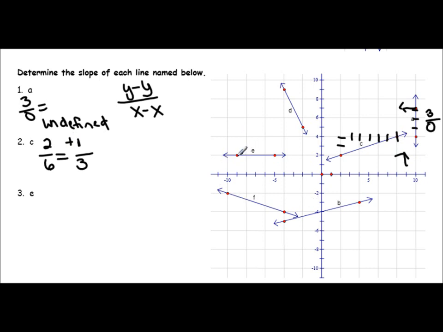And then finally line E, to get to the next point, we go up 0 and over 1, 2, 3, 4. So this line has a slope of 0.